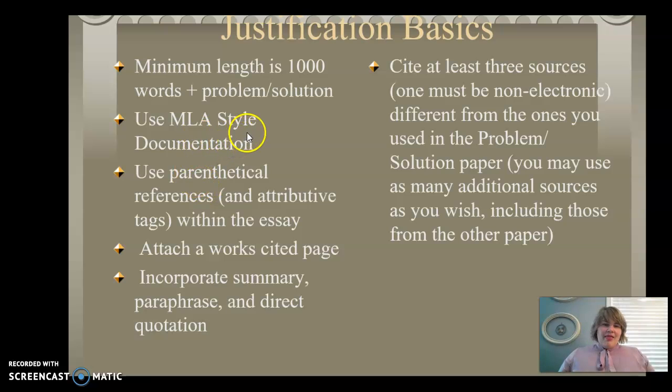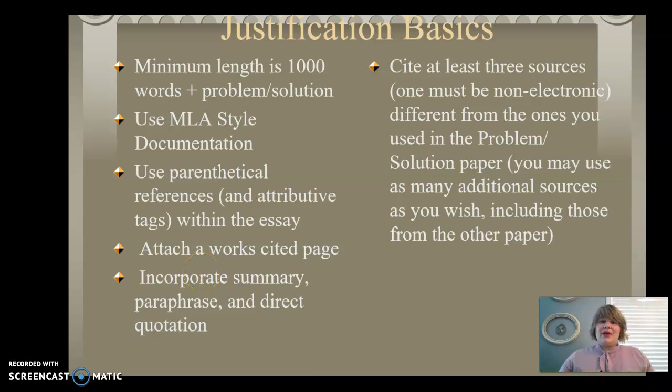So, of course, we're using MLA style documentation. Please, please, please make sure that the papers you submit have MLA documentation. Papers that have APA style documentation will receive a 0. So we're doing MLA, and that's what I need you to submit. So make sure that especially if you're using online templates and things, you want to make sure that those are MLA 8th edition. Of course, we're going to be using parenthetical references and attributive tags.